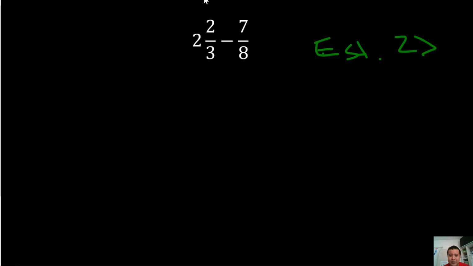This process is the same. We're going to make an improper fraction from our mixed fraction. So 2 times 3 from right here is 6. 6 plus 2 from this 2 right here is 8. So we got 8 thirds minus 7/8.